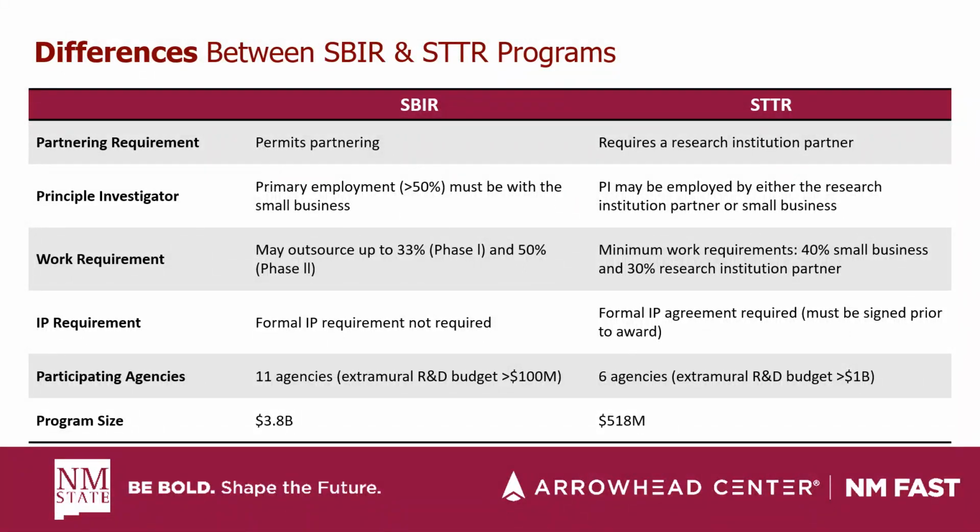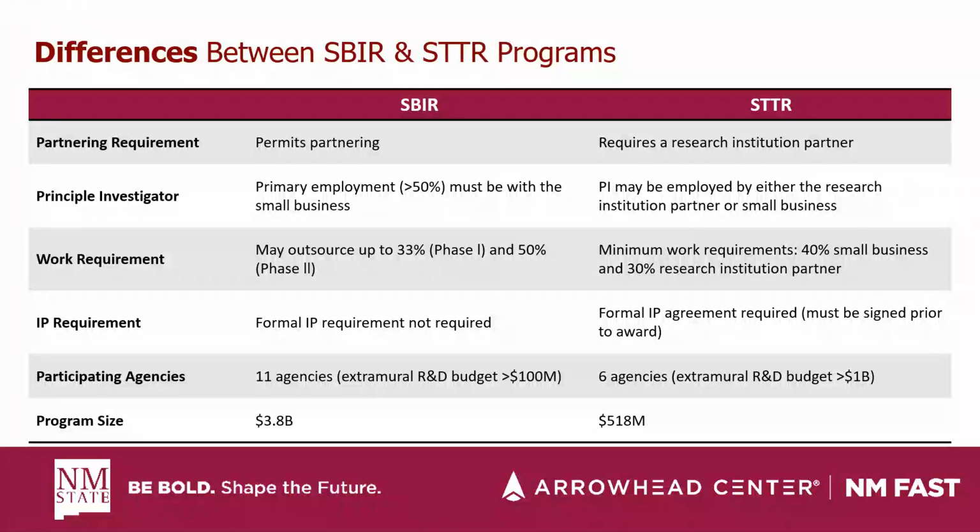For the work requirement, you are allowed to outsource up to 33% on an SBIR phase 1 and up to 50% on a phase 2. I actually have a chart that shows this a little bit more clearly. For STTR, a little bit different, 40% to the small business and at least 30% to the research institution partner.